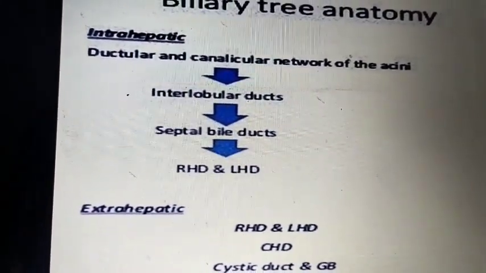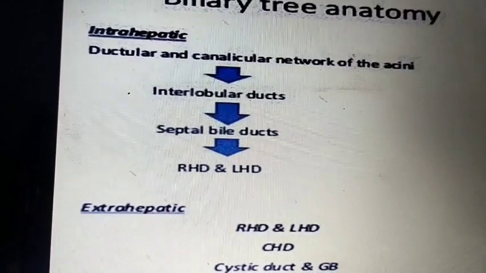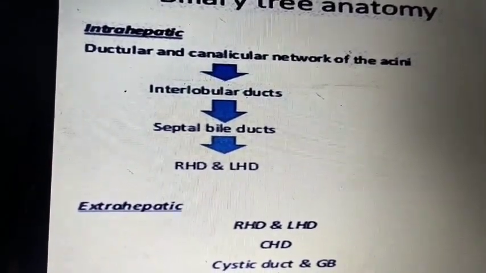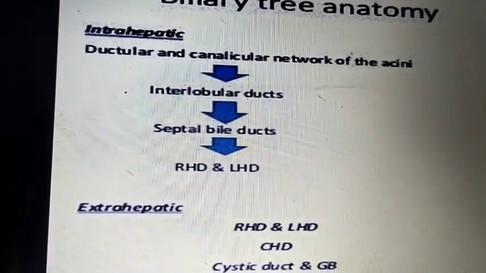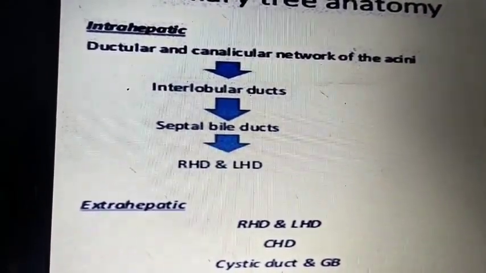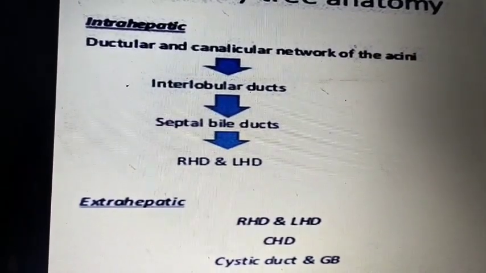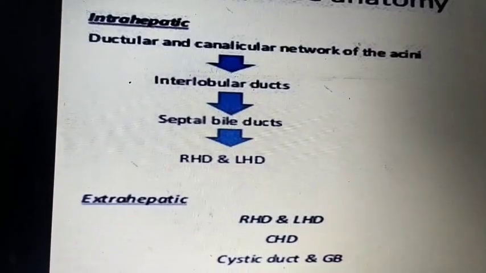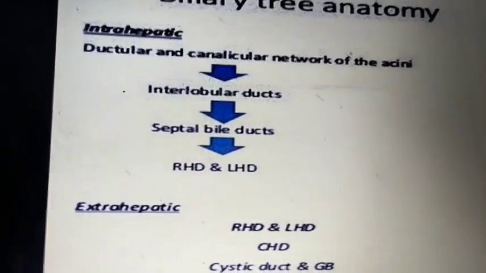The intralobular ducts join together and form the septal bile ducts, and the septal bile ducts join and form the major ducts, that are the right duct and left duct. The right hepatic duct drains from the right lobe of the liver in general, and the left hepatic duct drains from the left lobe of the liver.